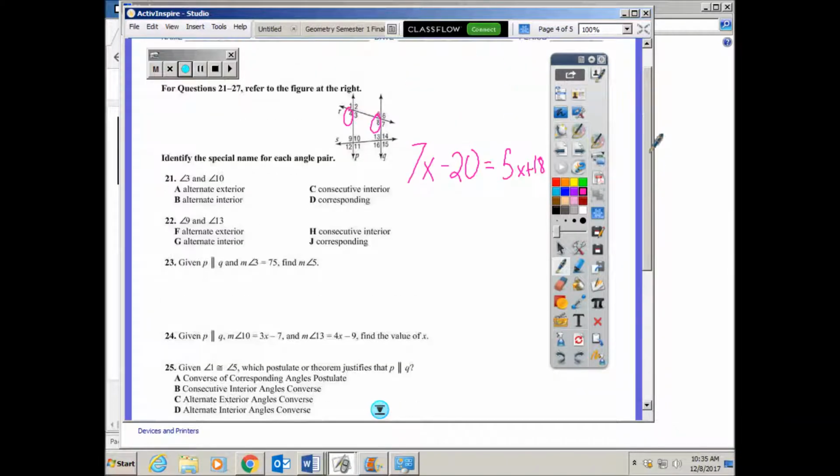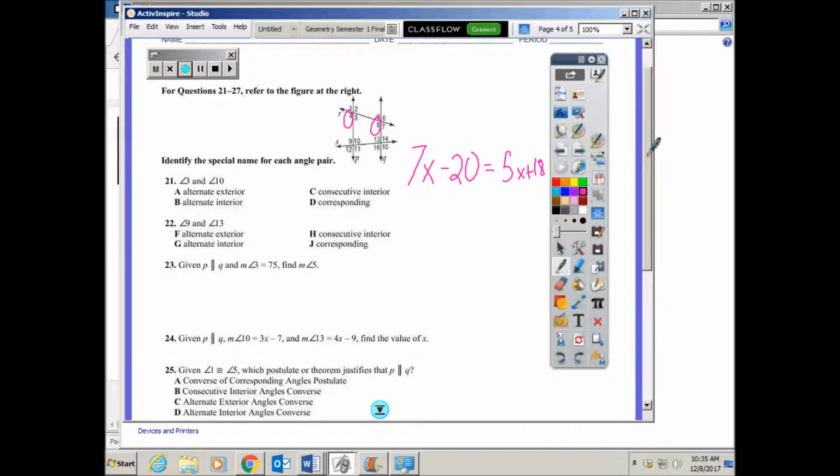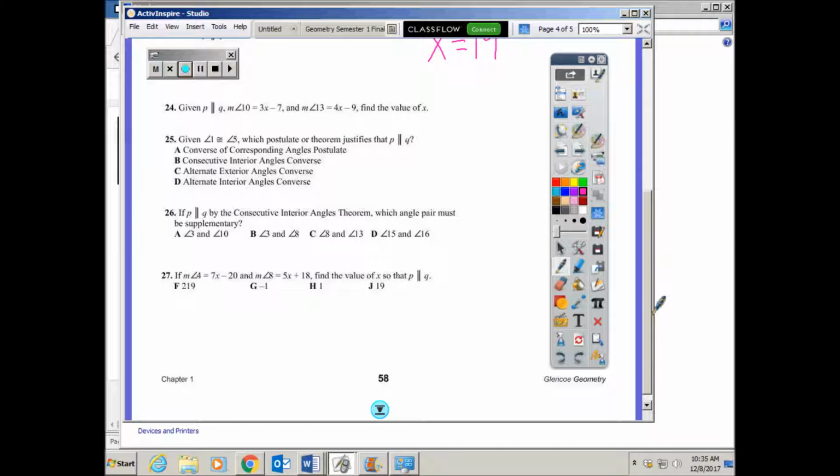And I see that they're corresponding. I'm taking those and I'm setting them equal to each other. I'm subtracting 5x from both sides. So that's 2x. I add this 20. 2x equals 38. x equals 19. Again, as Mr. Parks tells me, make sure I'm answering the question. And the question says, find the value of x. So the answer is 19.